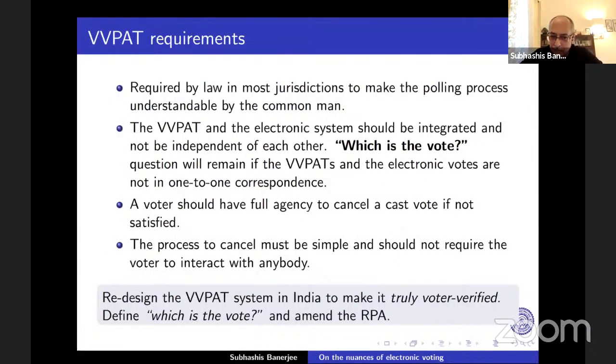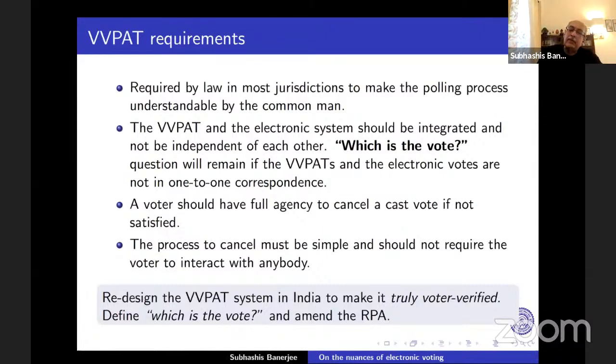So in our report, we recommended that this should be changed promptly. The way Rebecca Mercuri defined VVPAT is that the voter should have full agency to cancel her vote if she thinks that it is wrong. And this process of cancelling should be simple and should not require her to interact with anybody, any polling officer. She should be able to cancel and recast anytime she wants.